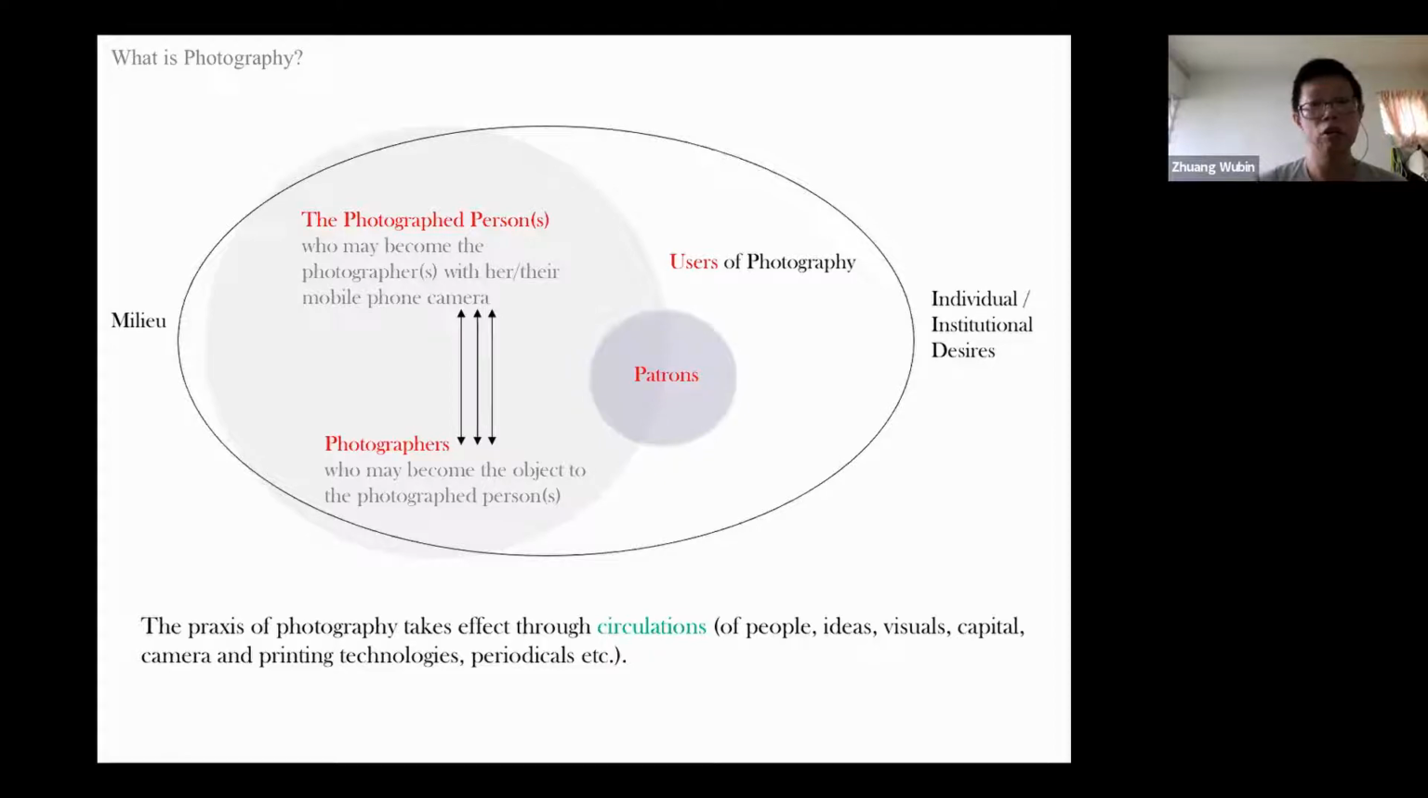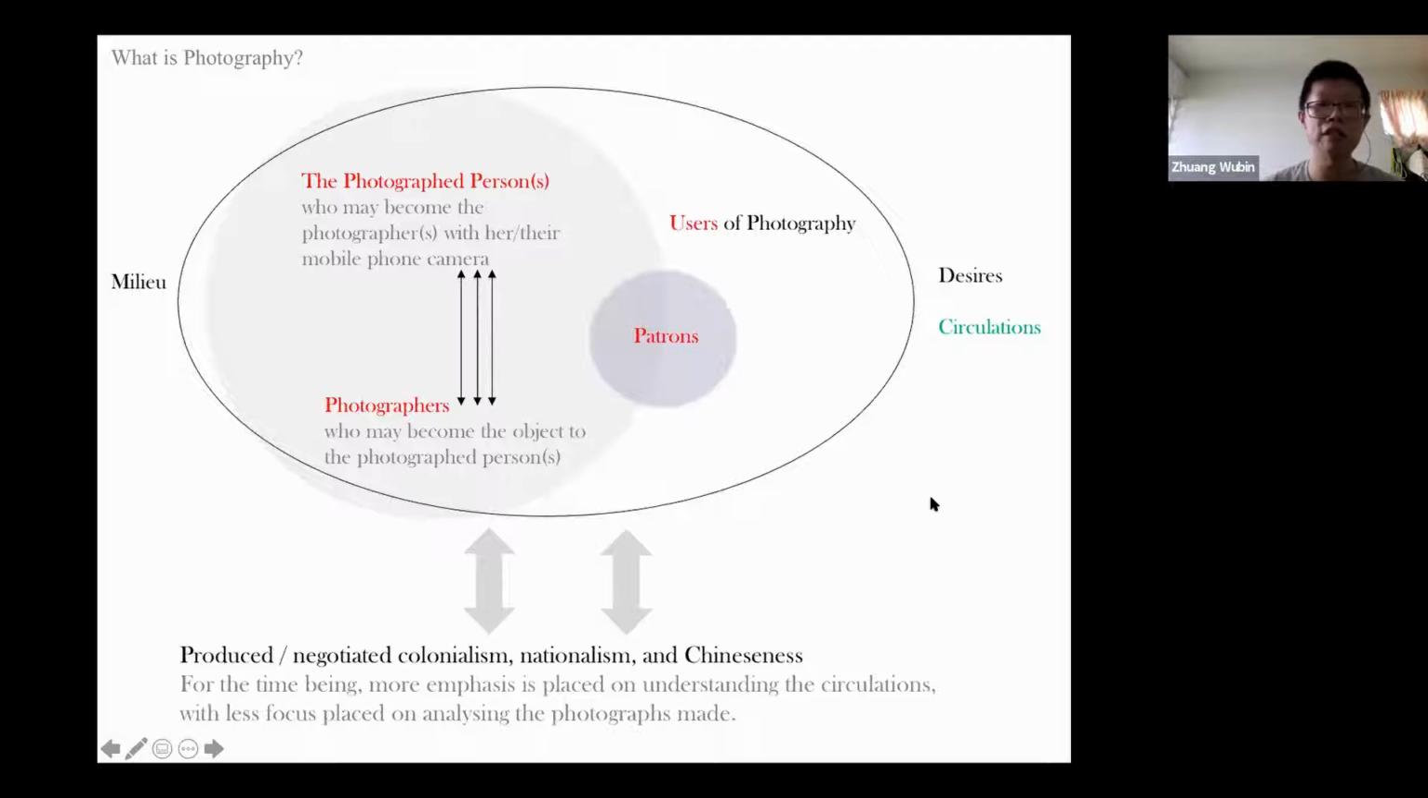I understand also the practice of photography. The practice of photography takes place through circulations, and I really mean circulations of people, ideas, visuals, capital, camera and printing technologies, and periodicals. So if we pull this idea of circulations out as a factor of this research, I'm primarily interested here to see how circulations produce and negotiate colonialism, nationalism, and Chineseness.